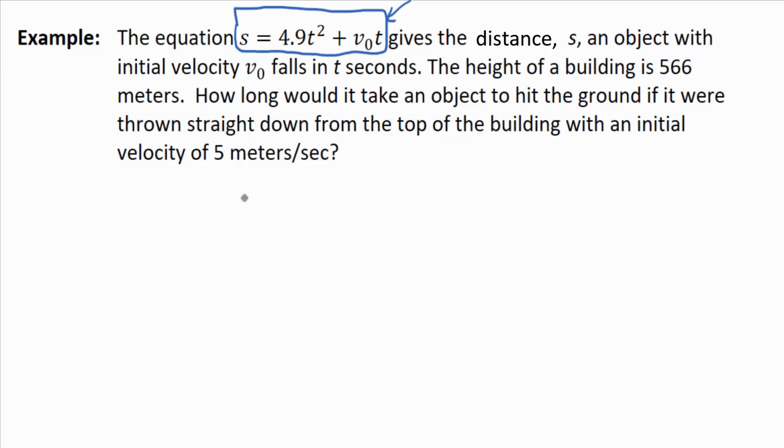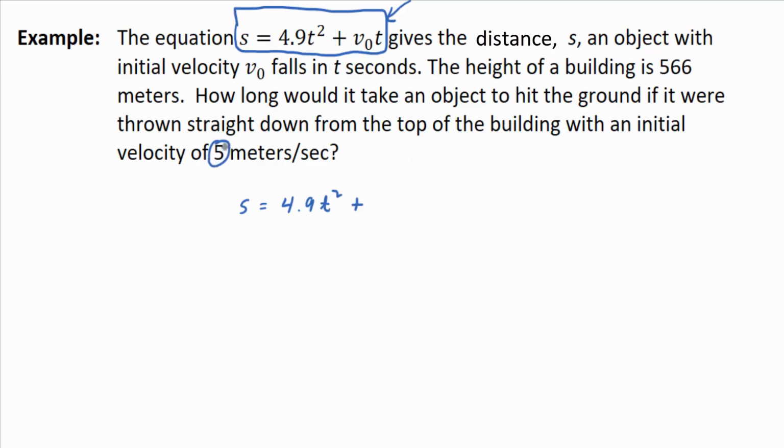What's the part that's missing? So 4.9 t squared, S equals 4.9 t squared. What's v naught in this case, do you think? You got to read all the way to the last words of the last sentence. It's 5, yeah, so v naught's 5.